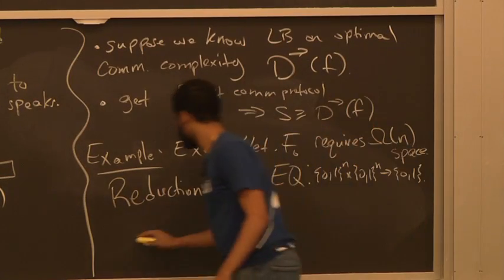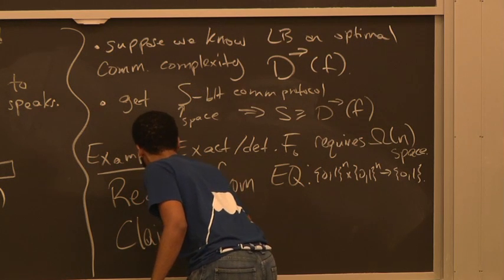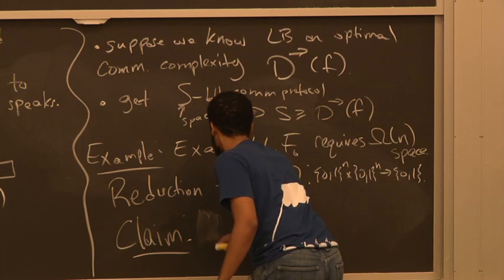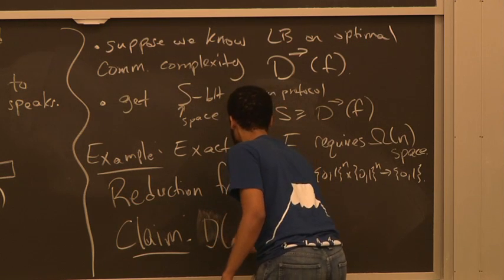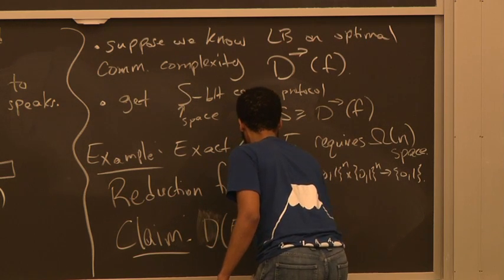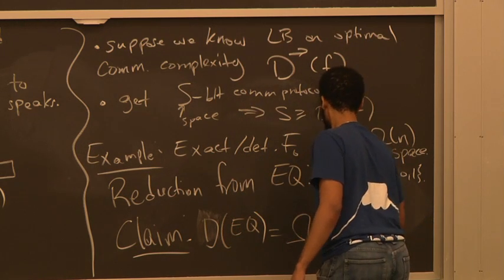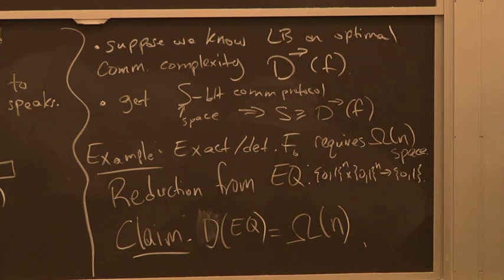And claim: the communication complexity of equality is omega n. We actually only care about the one-way communication complexity. But in fact, even if you allow conversation back and forth, it's still omega n bits.